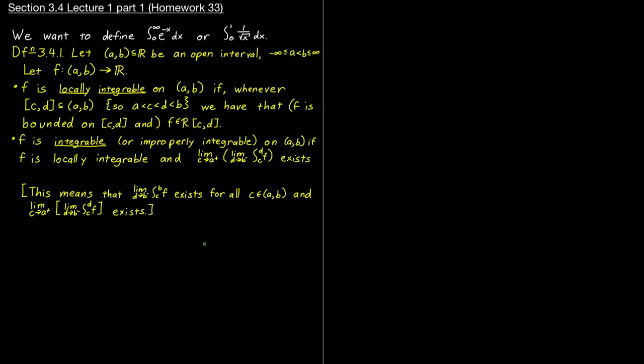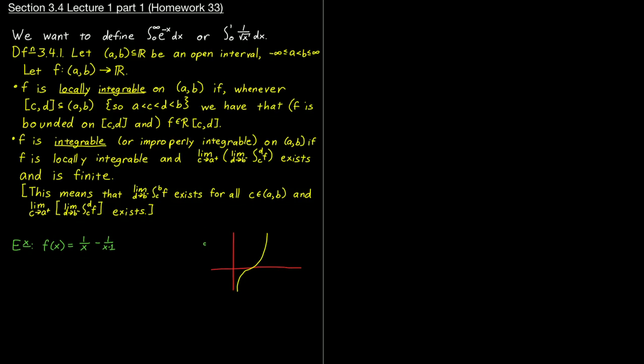Sorry, one more thing to specify. We also need this integral to be finite. So we want all of our limits to exist, all of our limits to be finite, and this is to avoid this example. So something like f of x is 1 over x minus 1 over x minus 1. So that would look something like this.